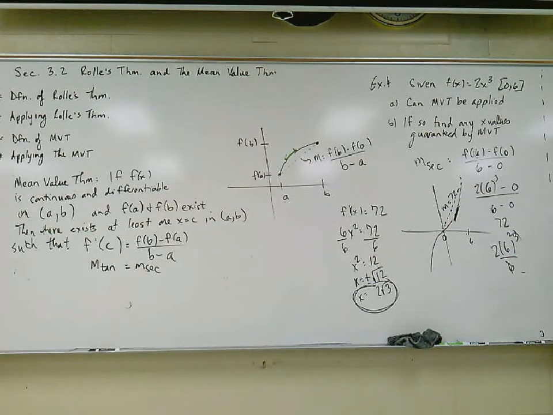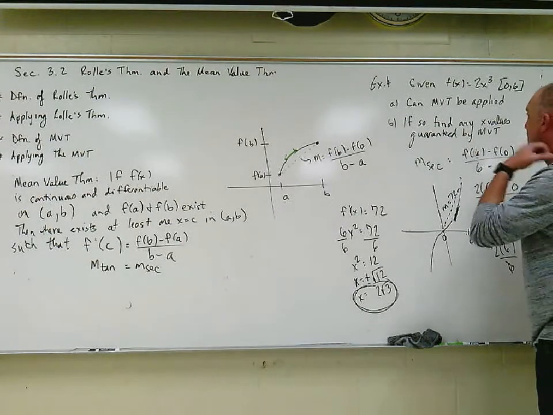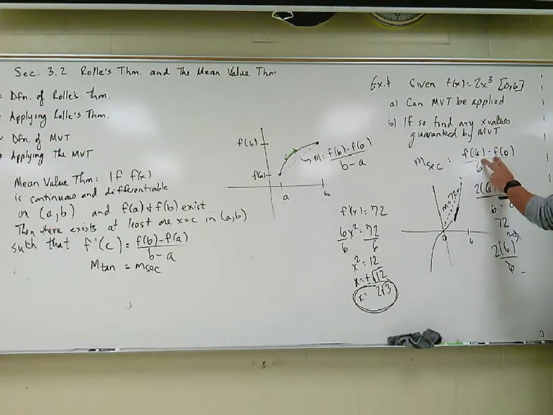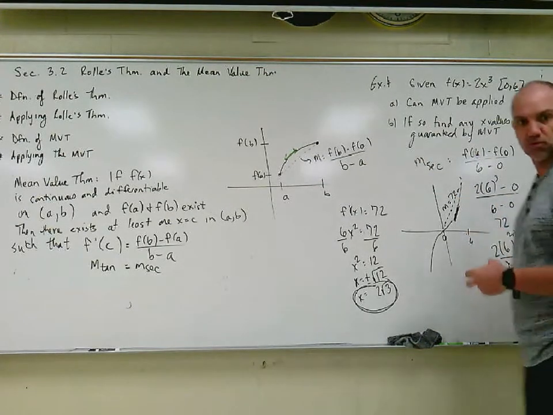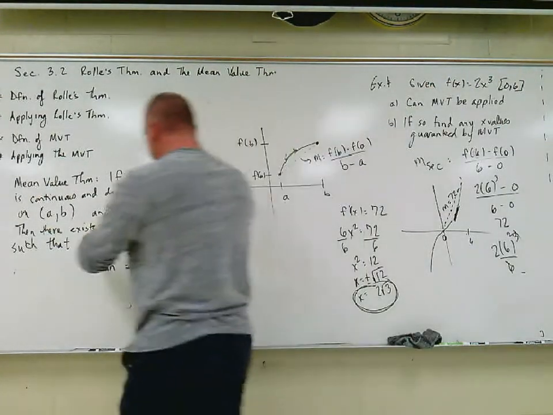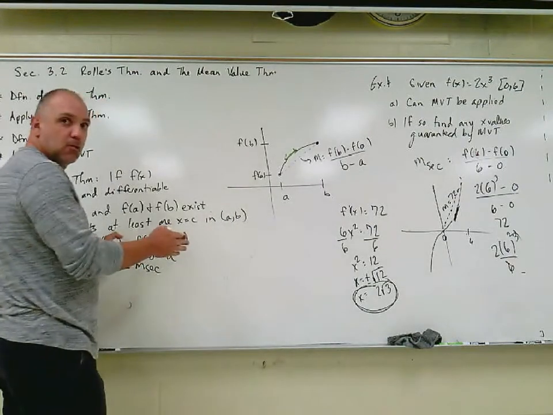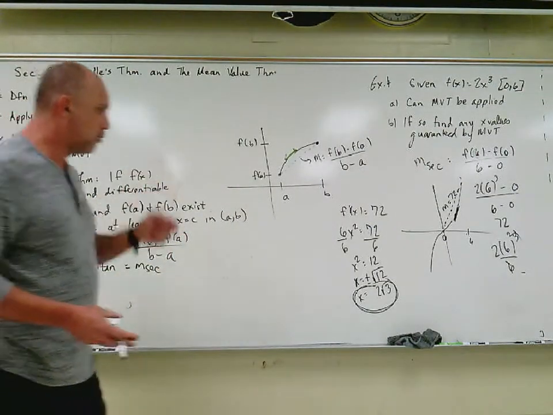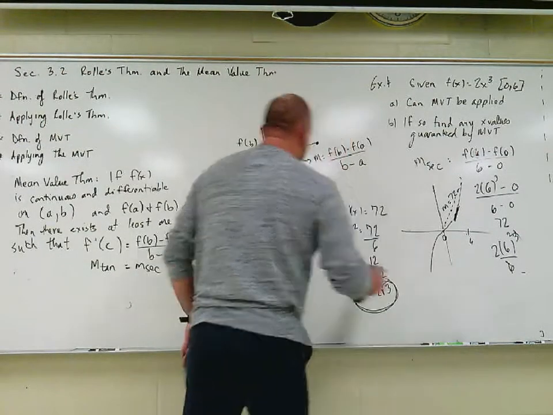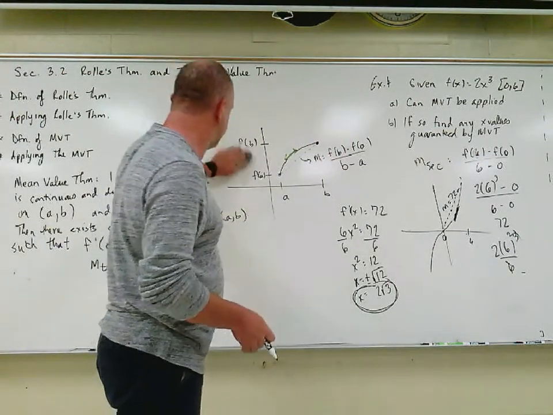So the extra step you've got to do on mean value theorem is you've got to find the slope between the 2 endpoints, and that's what you set your derivative to. Notice that's what we're saying here. Take your derivative, set it to the slope between the 2 endpoints, the slope of the secant line. Okay? Real quick, one more, and this will be a fast one.